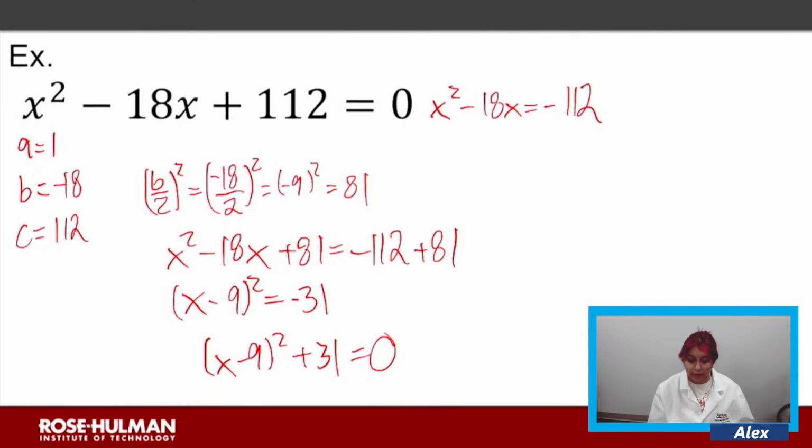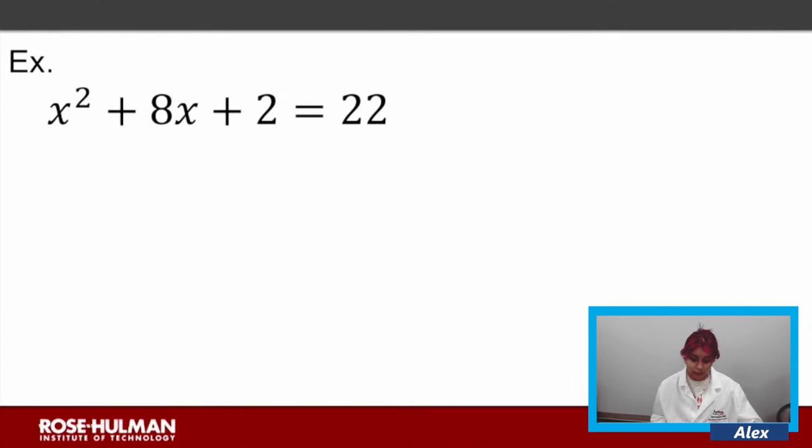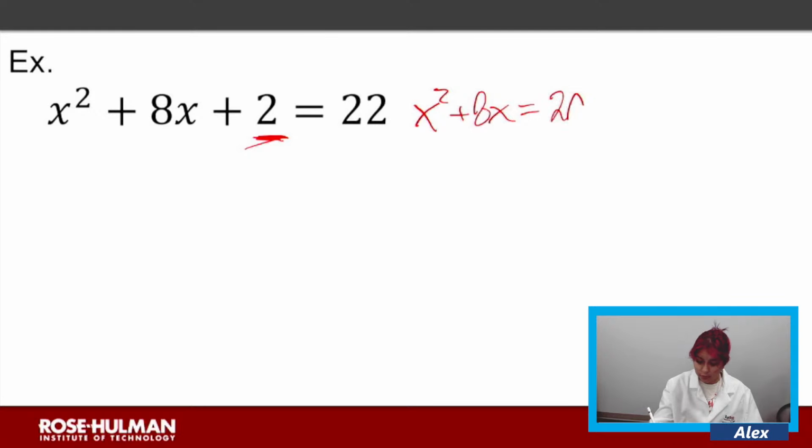So let's move on to something a little bit more challenging. For this one, we don't have this equation equals 0. We have it also equal a constant. So we have a couple of extra steps to do because of this. Instead of dividing c over a and then moving c over a to the other side, we can just move this c over to the other side and subtract from the 22 to get our new equation. So now we have x squared plus 8x equals 20.